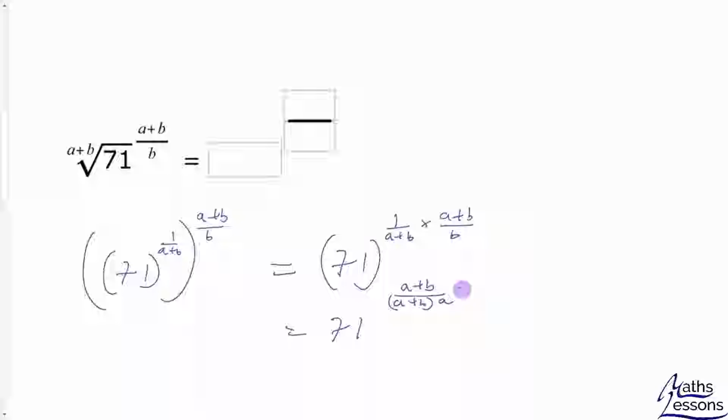And what you can see is we have a common factor, top and bottom, of a plus b, which we can cancel. So that just leaves us 71 to the 1 over b. A plus b into a plus b is 1, and that just leaves b on the bottom. So 71 to the 1 over b.